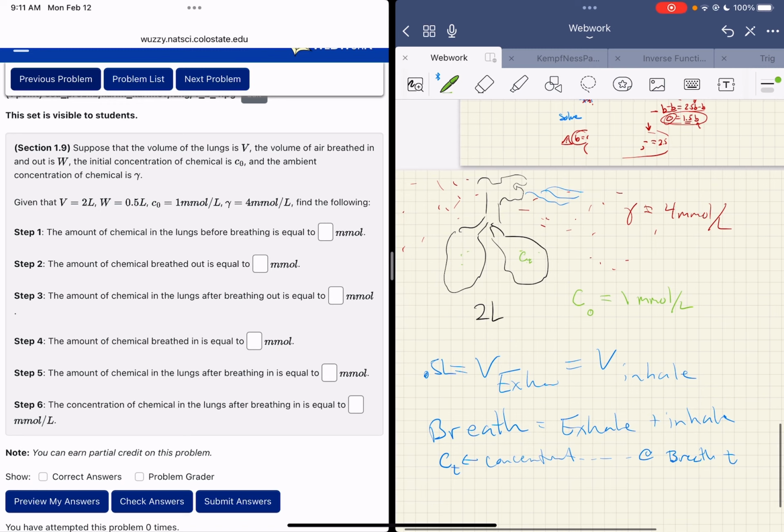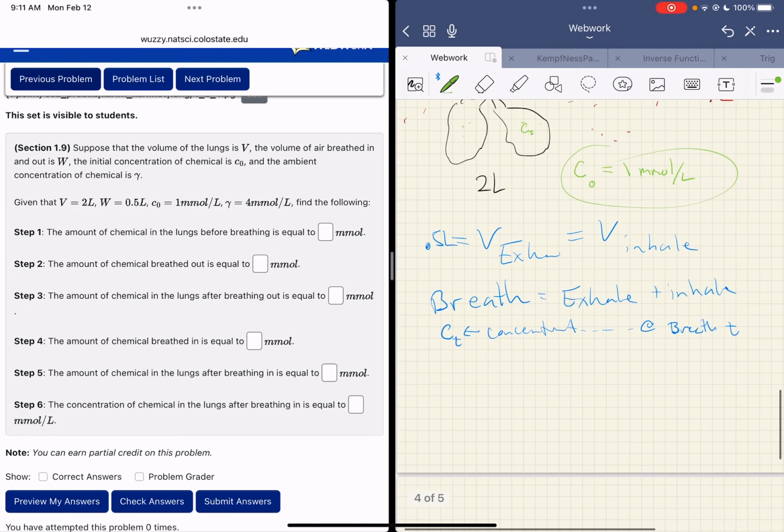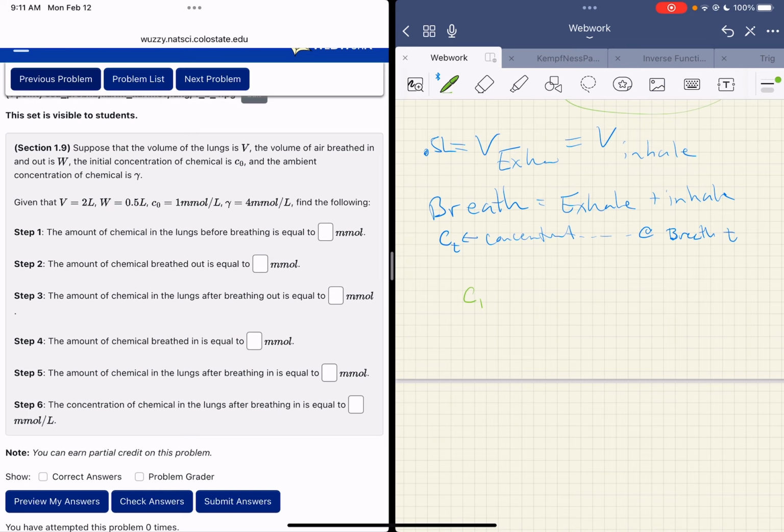So let's figure out the concentration after 1 breath. We're going to figure out C subscript 1. Here's the plan of attack. C sub 1 is a concentration, which means the units are millimoles per liter. So that's stuff over volume. Let's figure out the stuff and divide it by the volume.